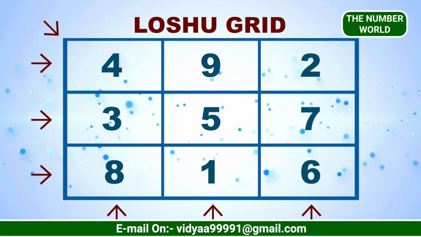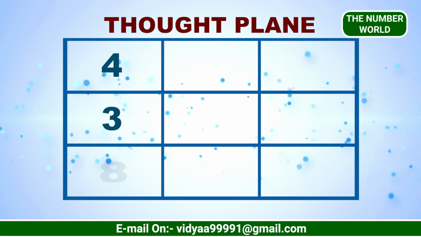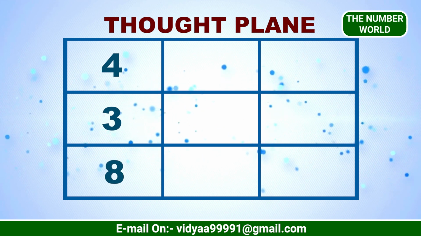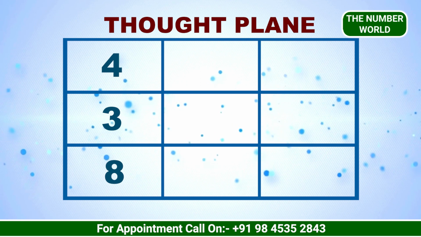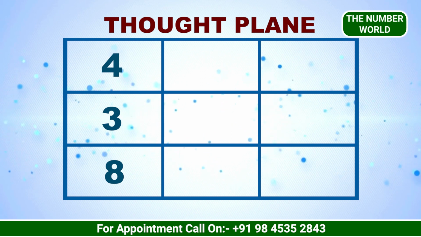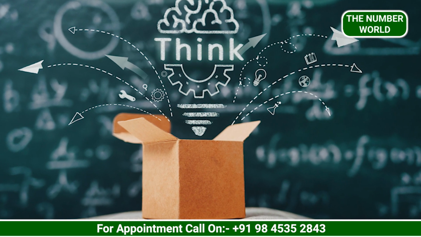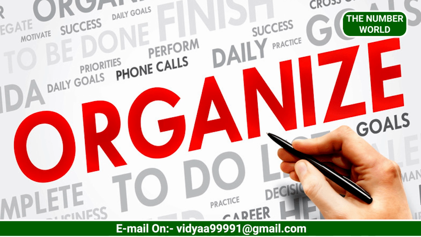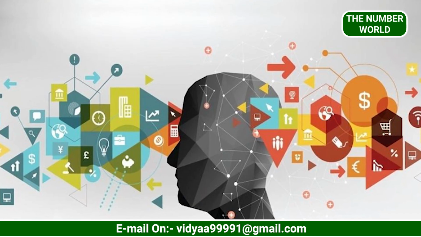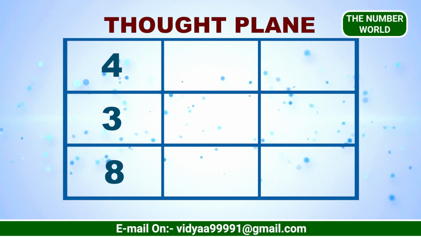Let's start with the vertical planes. In the first plane you have numbers 4, 3 and 8. If you have all these three numbers present in your chart, then it means you have a very strong thought process. You think out of the box. Normally you people are disciplined, organized, and you have a very strong sense of visualization. So people with the 438 line, their thought plane is very strong.